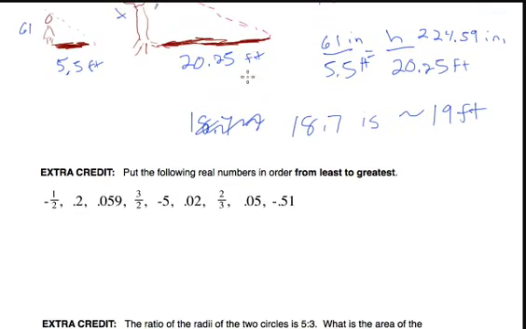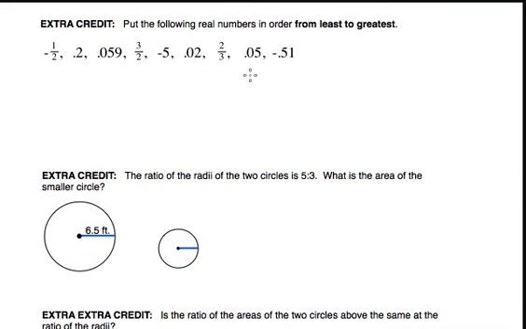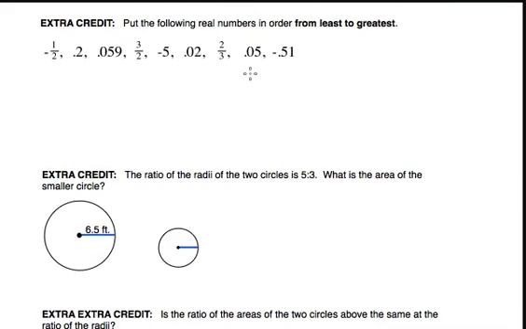Let's go. Number 9. Put the following real numbers in order from least to greatest. Okay. We didn't go over this in class. This is a review and we will be doing it next week. However, if you're doing your homework and you're studying, then you can get an extra credit problem right.